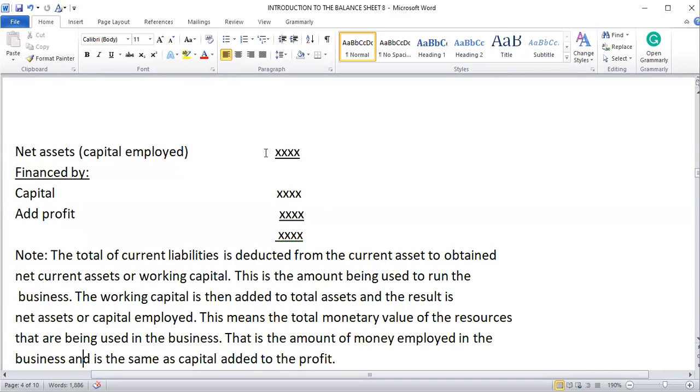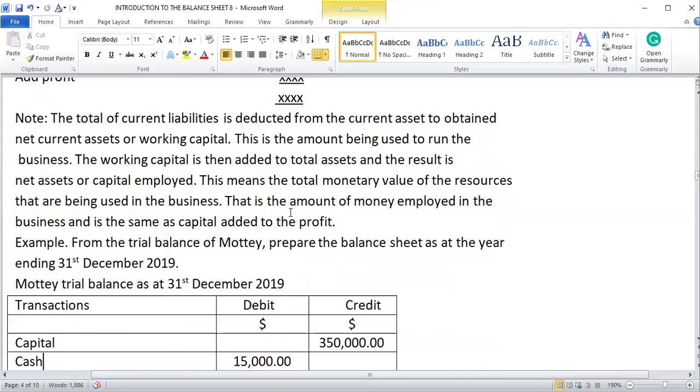So this figure should be equal to this. When it is not equal to, then you have made a mistake. You have to go back and correct it, either for the trial balance or your ledgers.